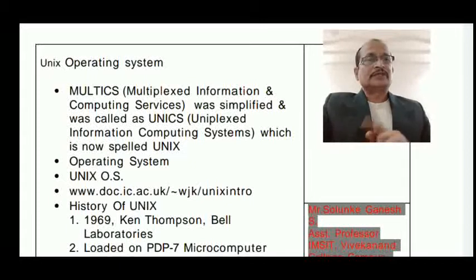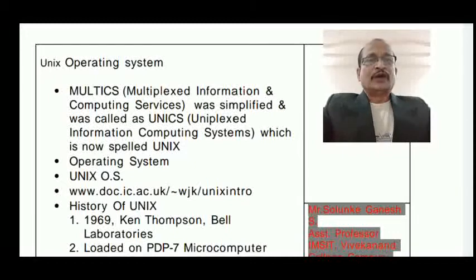Now, the second type of operating system is the multi-user operating system, meaning more than one user uses that system simultaneously. That is the multi-user operating system, and Unix is the first multi-user operating system.